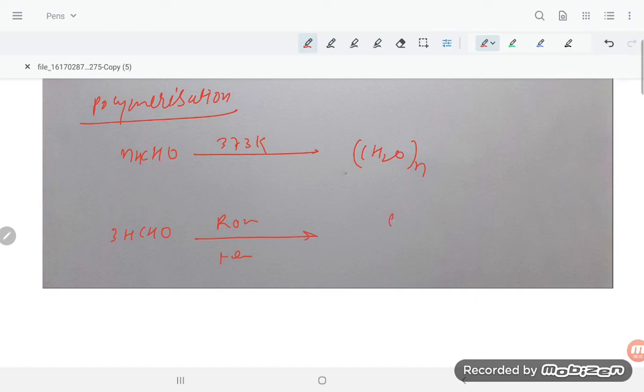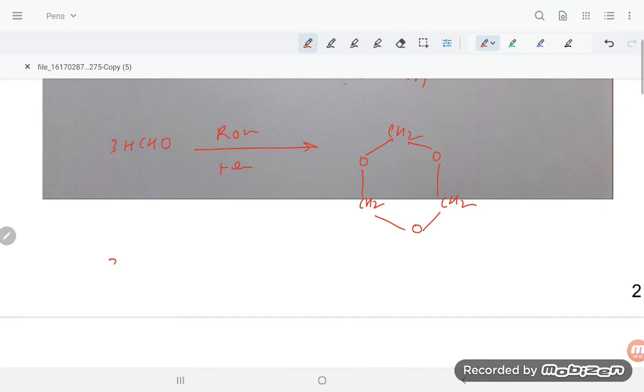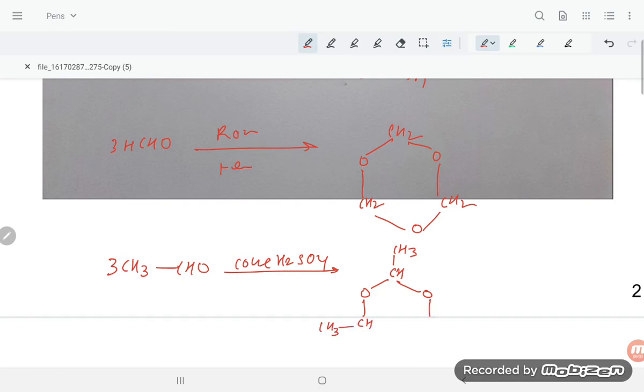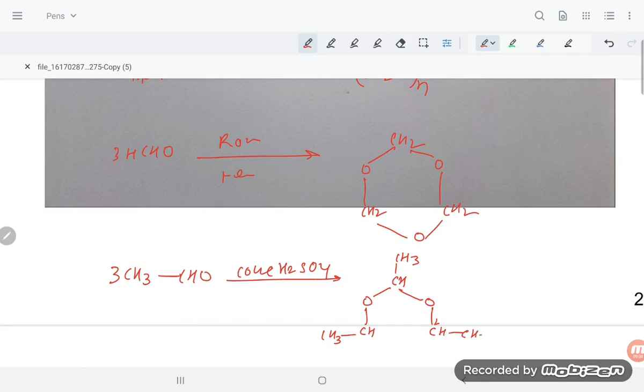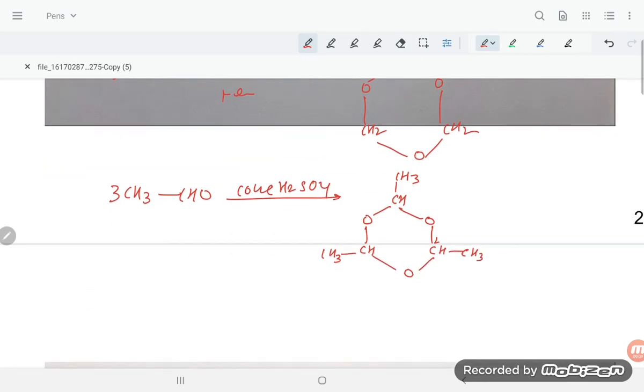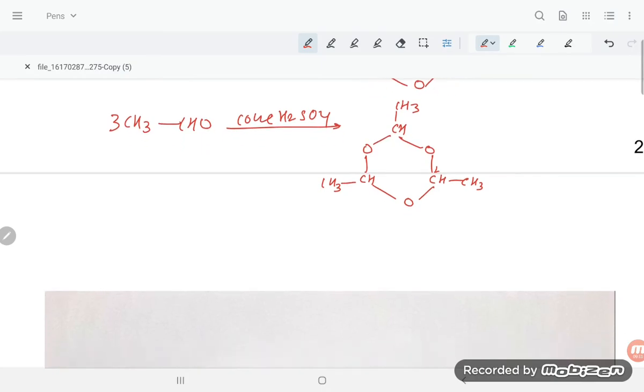the compound will be a ring of CH2 and O units, trioxane. If you are treating CH3CHO with concentrated H2SO4, the compound formed will be a ring with CH3 groups and oxygens, paraldehyde.